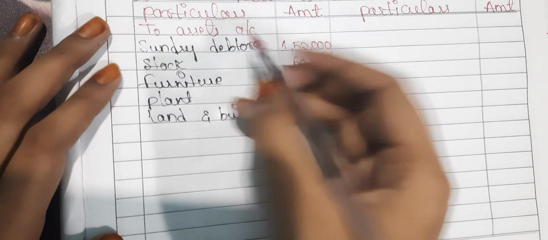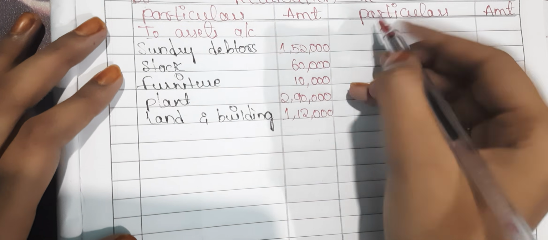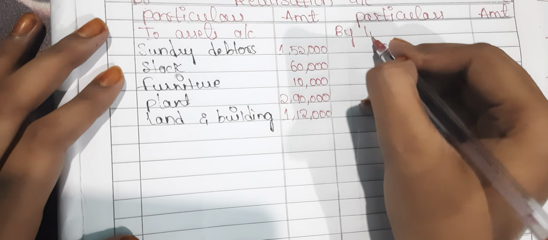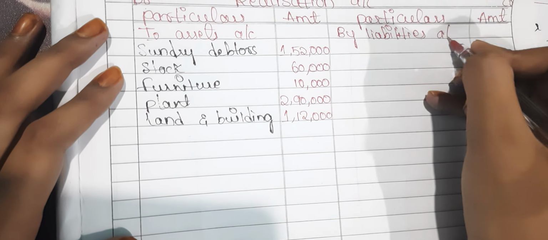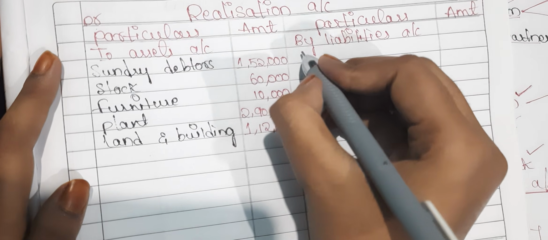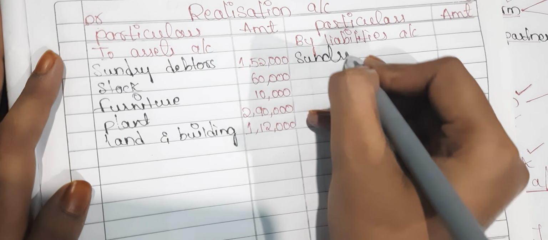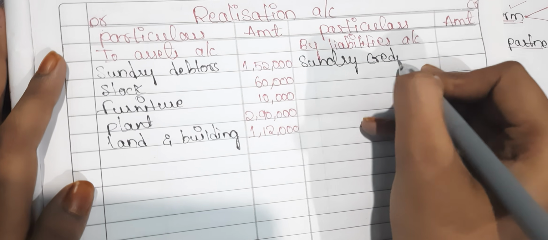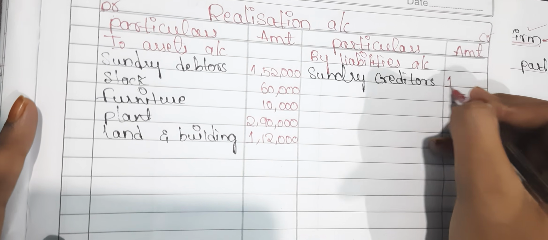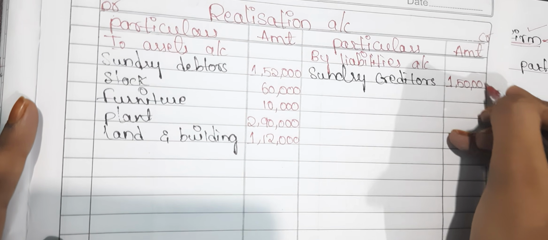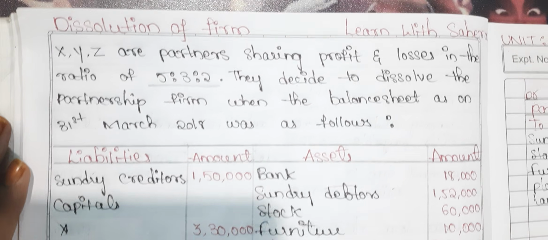Okay, 2 assets account, this starts with 2, that is why I have written 2 here. Here we will be writing by liabilities account. Okay, so what is there, it is sundry creditors. How much is the amount for sundry creditors? It is 1,50,000. If you people are not having the question, you can just take a screenshot.